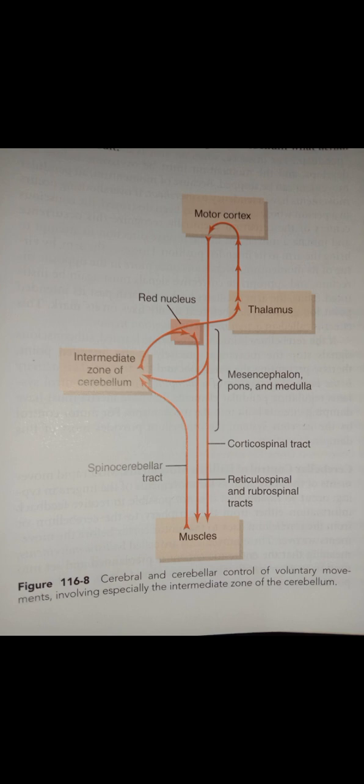Dysmetria and ataxia can also result from lesions in the spinocerebellar tracts, because feedback information from the moving parts of the body to the cerebellum is essential for cerebellar timing of movement termination.